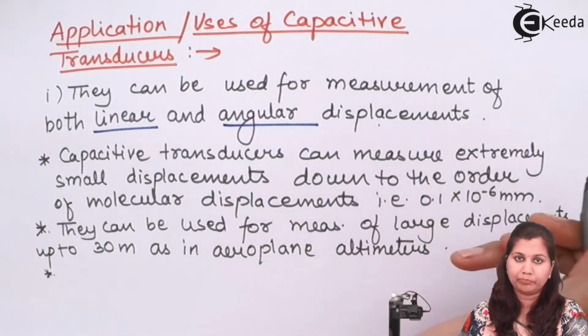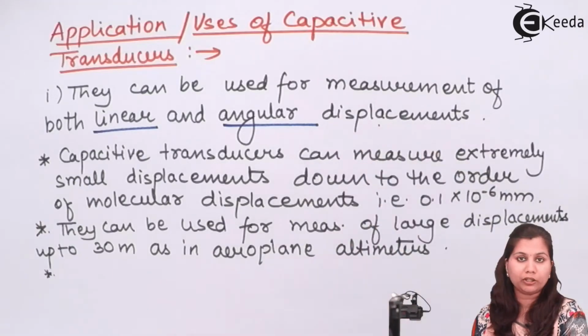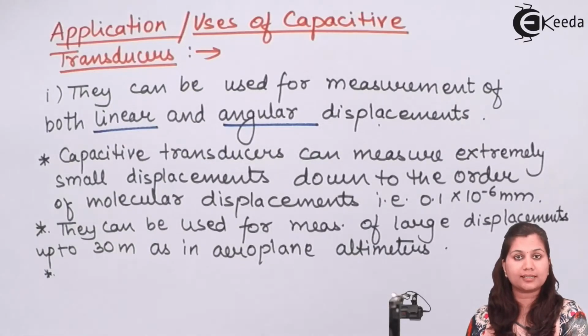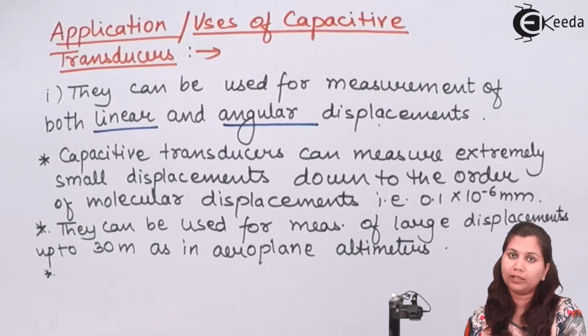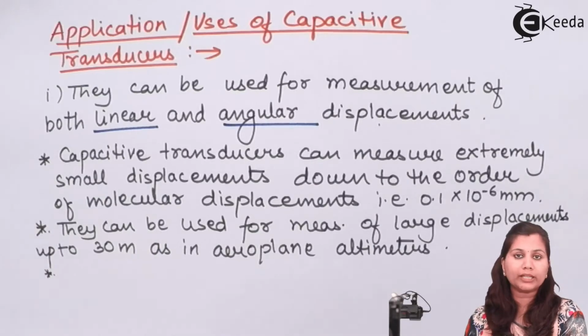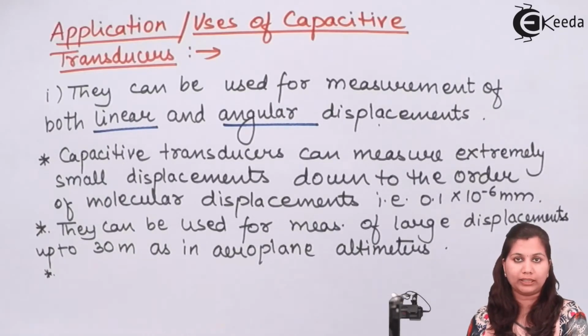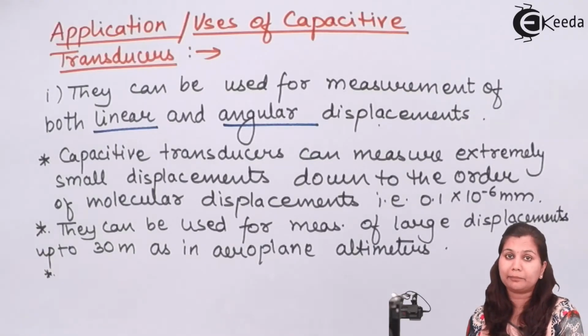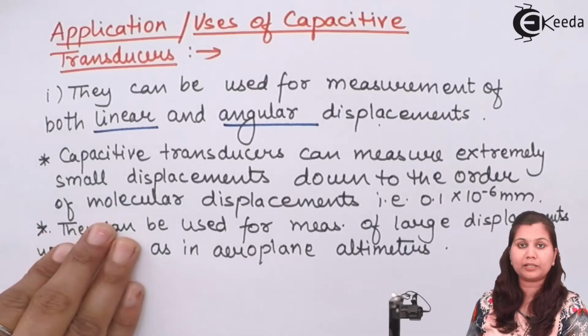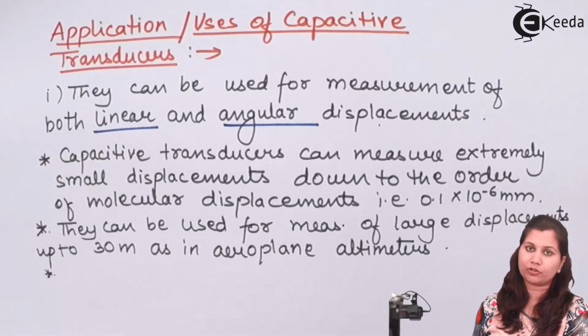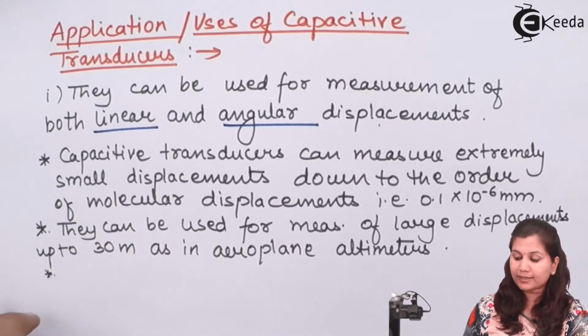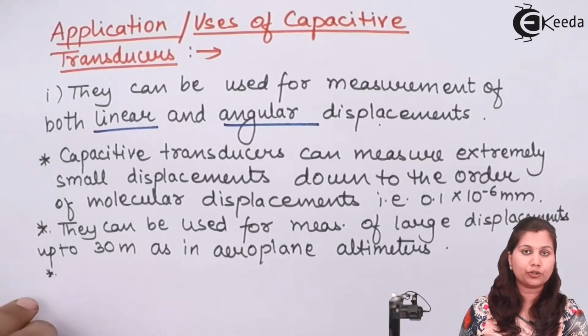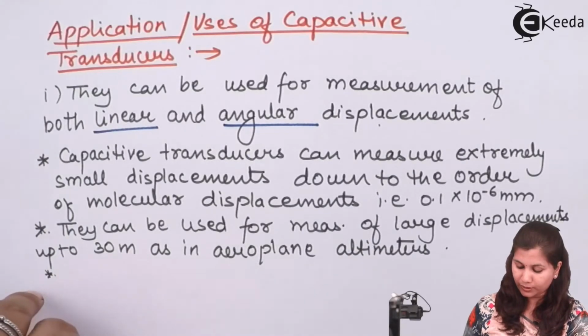Both linear and angular displacements can be measured. For the measurement of displacement, the change in the area of the plates and also the change in the distance between the plates can be used. So both these principles, change in the overlapping area of the plates and change in the distance between the plates, can be used for displacement measurement by the capacitive transducers. That is the first application or first use of capacitive transducers.